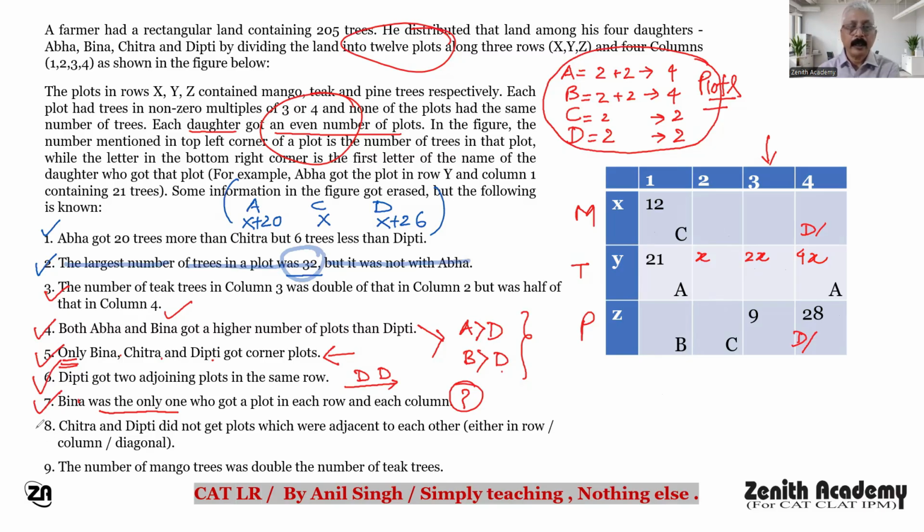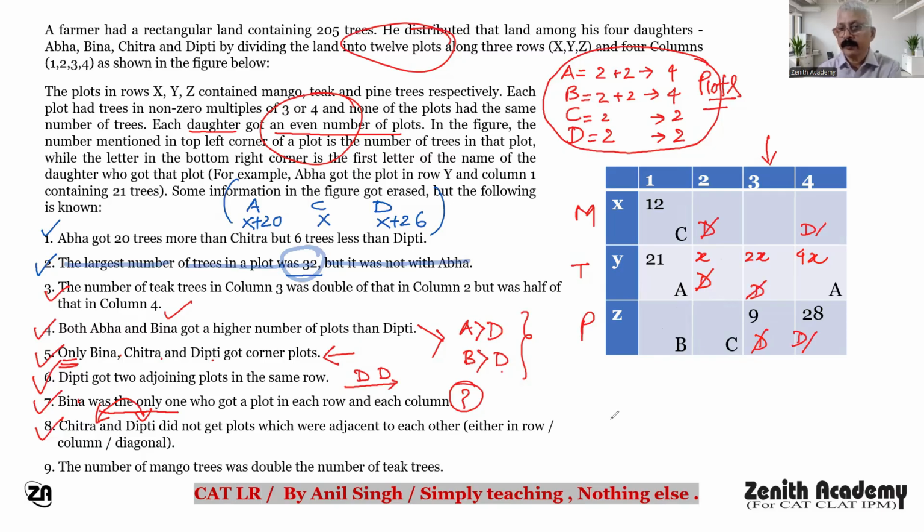Now see point number 8. Chitra and Deepti did not get plots which were adjacent to each other, either in a row, column, or diagonal. So here Chitra, Deepti cannot be here. Chitra is here, so diagonally Deepti cannot be present here, and diagonally cannot be present here.